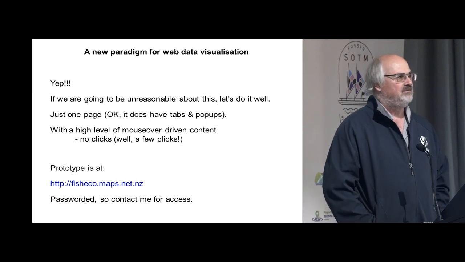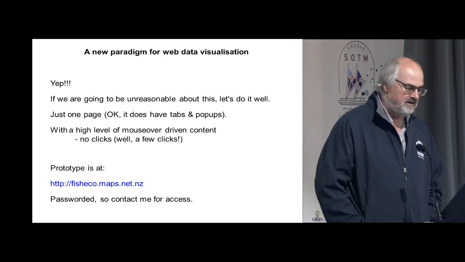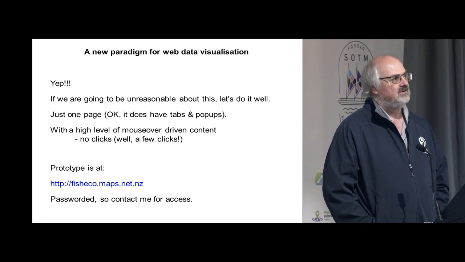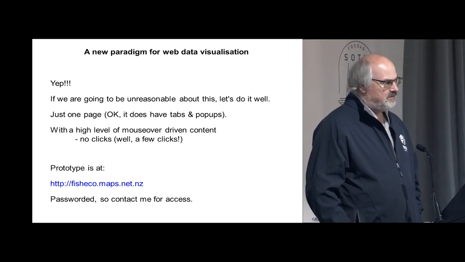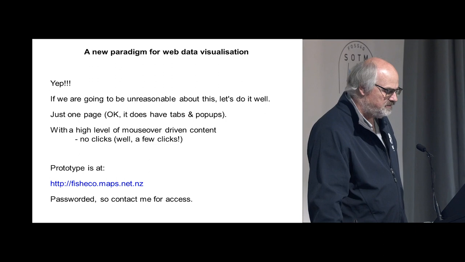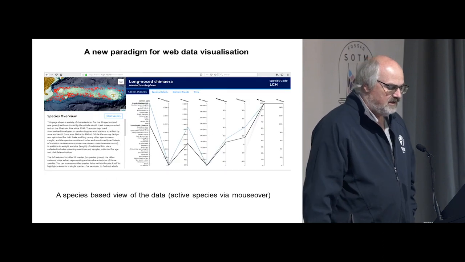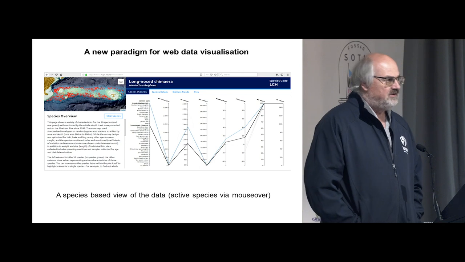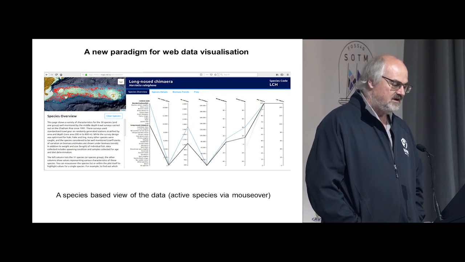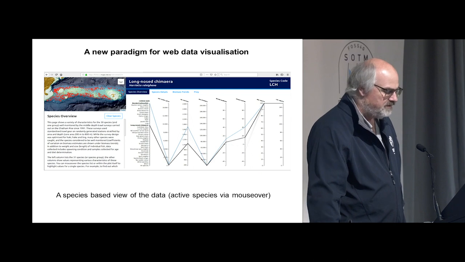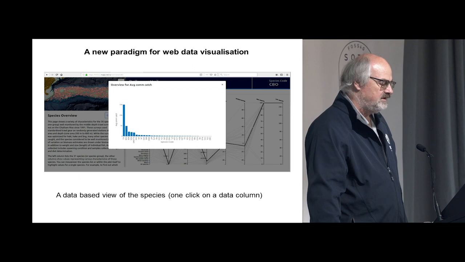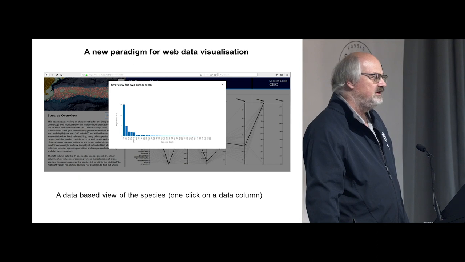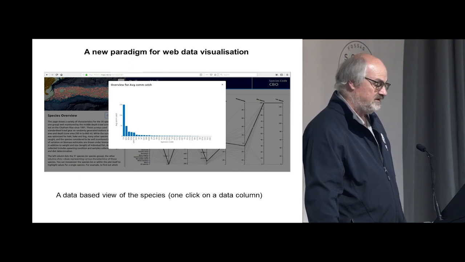It does have tabs and pop-ups, so technically you can get picky about it. Very mouse-over driven, so the user's just moving the mouse to change the content, etc. There's the address for the prototype. It's actually working and has been quite successful. As you move the mouse over the graph, the species is highlighted and you can see one species. You can click on a species to select it and it will appear on the map. You can click on one of the columns of data for a data-driven view of all the species. And on that pop-up, you can click on the species to change the species again to a new current species.